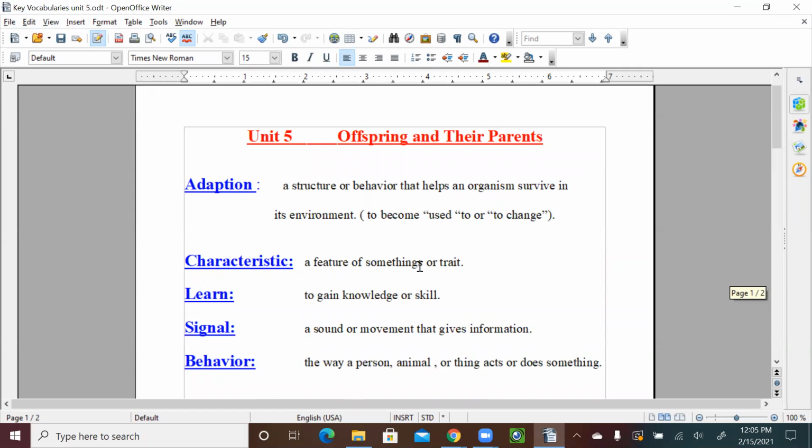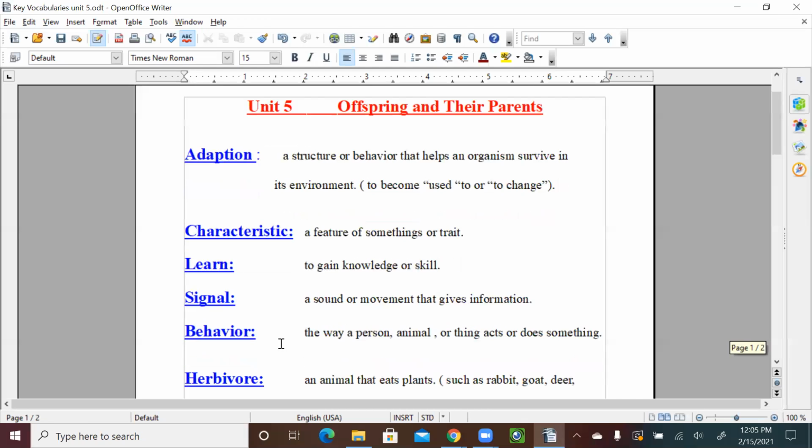Characteristics, a feature of something or traits. Learn, to gain knowledge or skill. Signal, a sound or movement that gives information. So when I give you a signal, I can make a sound so you know what I mean, or I do a certain movement. For example, when a baby is hungry, they can't talk, so they cry. That's the signal from the babies to their adults, babies in animals or humans, that they're hungry. So they make special sounds. For humans, it's crying, for birds, it's chirping, and so on.